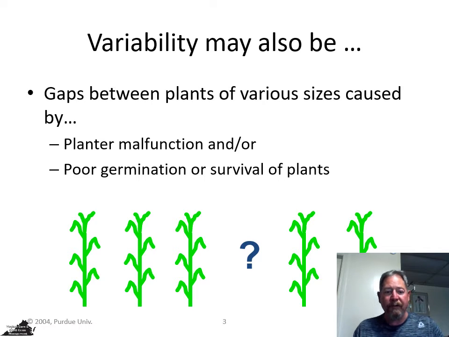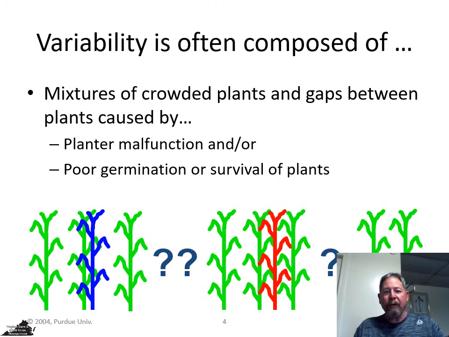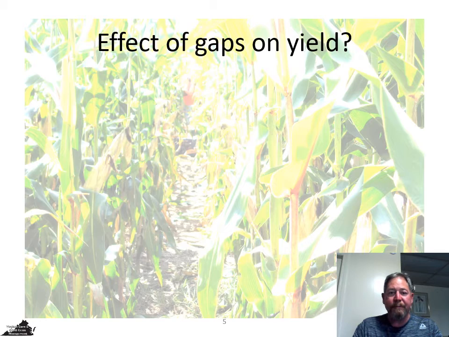So lots of causes there in terms of a potential, but if that's going on, then we need to do some assessment of the planter units, planter performance, and try to understand what is happening. We also most often, I think, typically have a mixture of crowded plants and some gaps. And again, that's the same root causes. It's either planter malfunction or poor germination or survival of those plants. So we have some unknown reasons there, but we need to understand how to diagnose and get to the bottom of that so that we can improve performance.